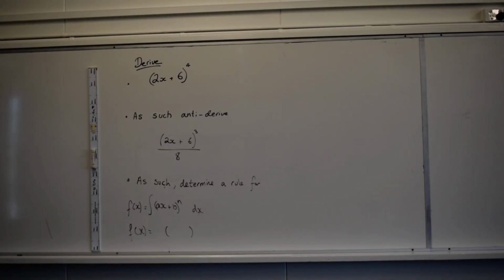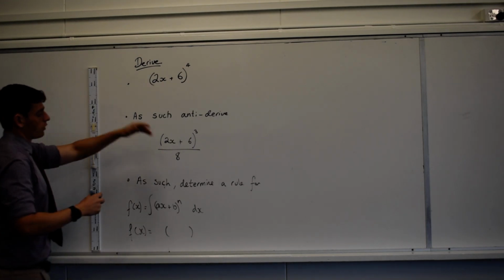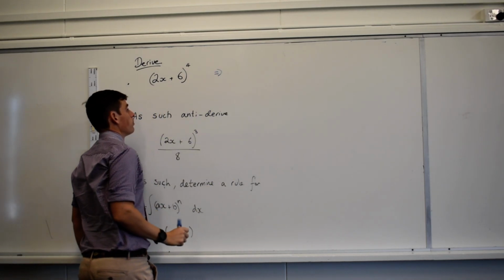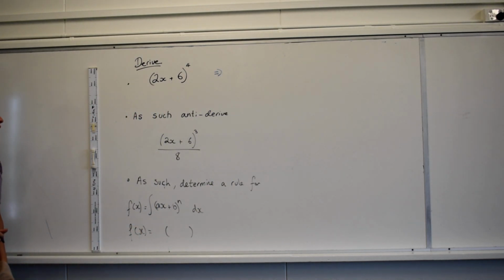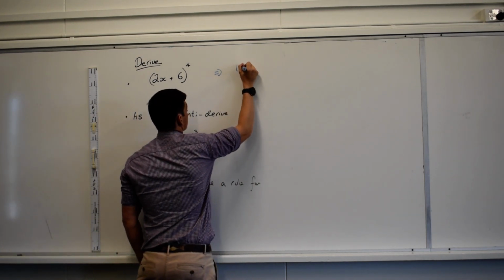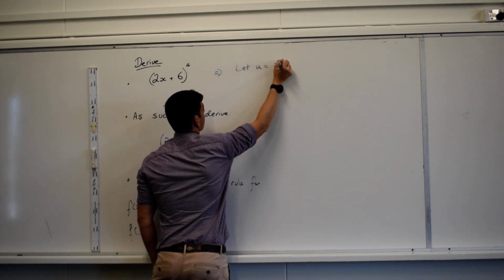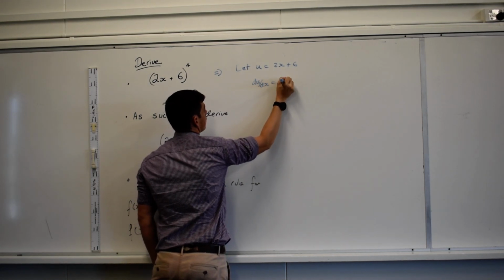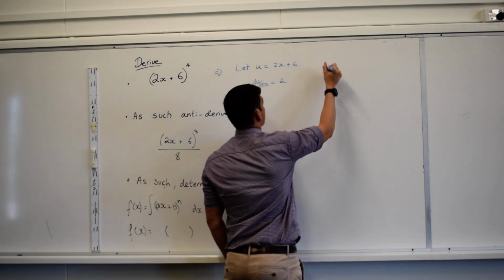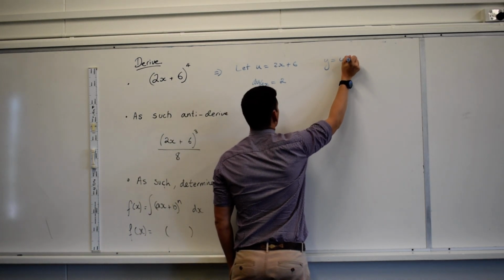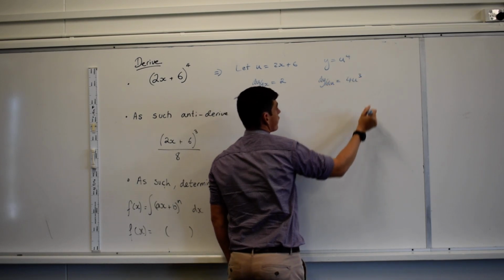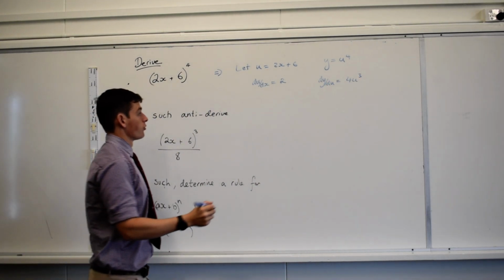Alright, we're going to talk about binomials, but we're going to start by not introducing anything other than deriving this. What rule would we apply to derive this? Chain rule. We could let u equal 2x plus 6, du dx equals 2. Y equals u to the power of 4, dy du equals 4u to the power of 3, correct? We'd multiply those two together.